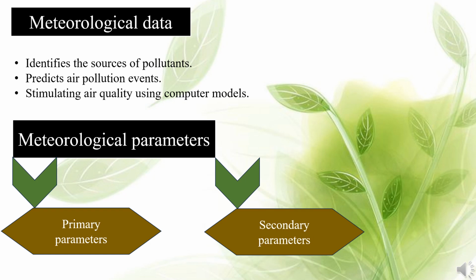And the meteorological parameters are primary parameters and secondary parameters. The primary parameters include wind direction and speed, temperature, atmospheric stability, and mixing height, and the secondary parameters cover humidity, precipitation, solar radiation, visibility, etc.